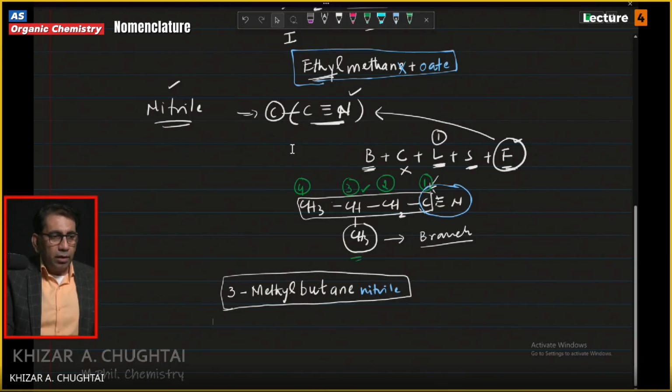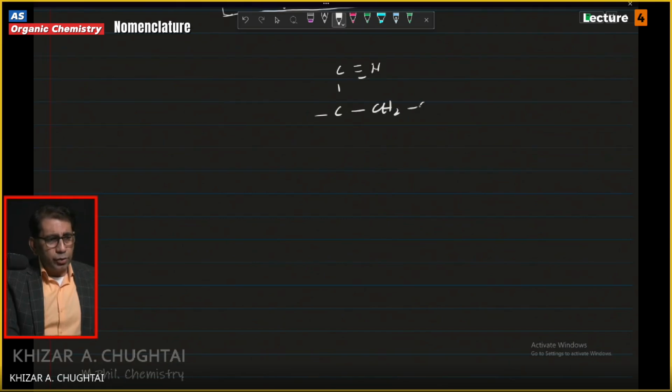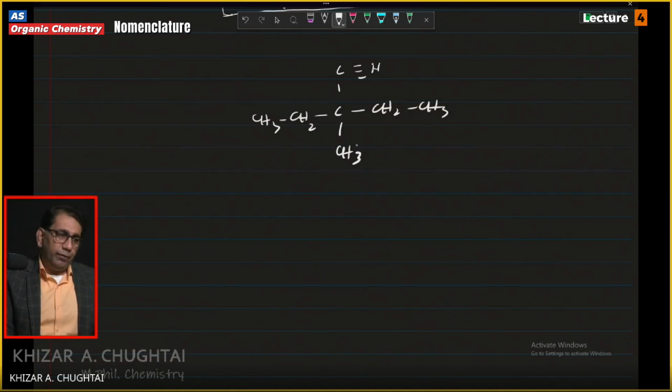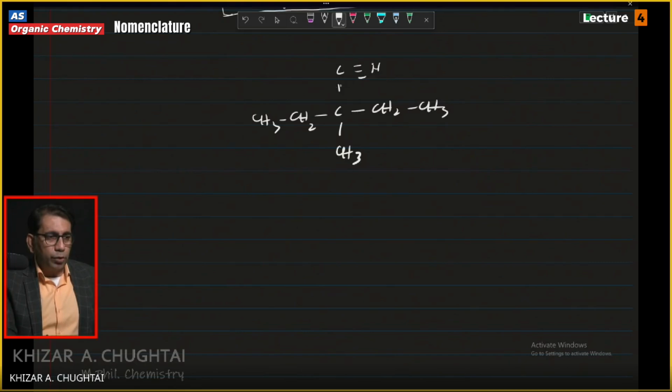Let's move to another molecule, let's practice one other molecule, with C triple bond N. Here is the carbon, CH2, CH3, and CH2, CH3, and here is CH3. For example, this is a hypothetical molecule. And we are supposed to give its name. Write down its name, so how to give its name?